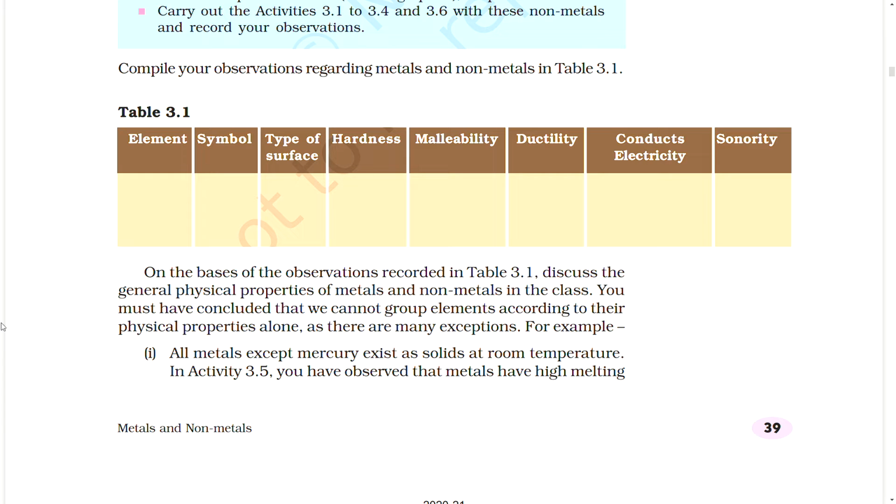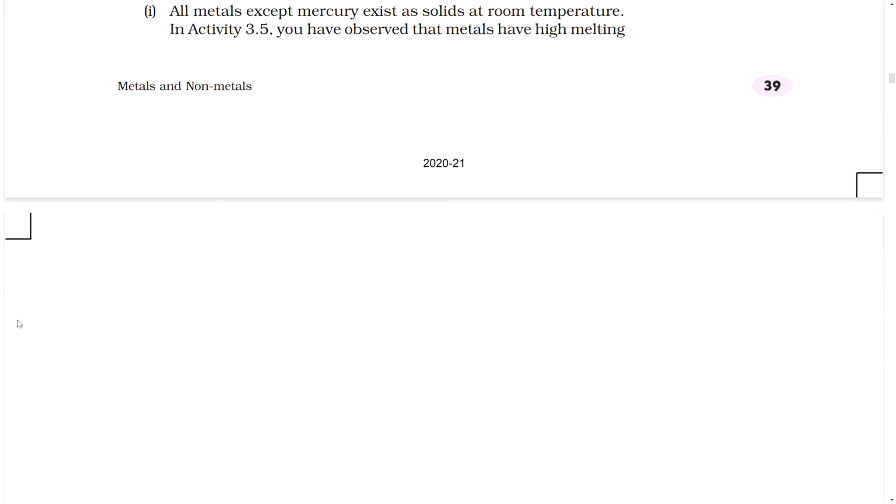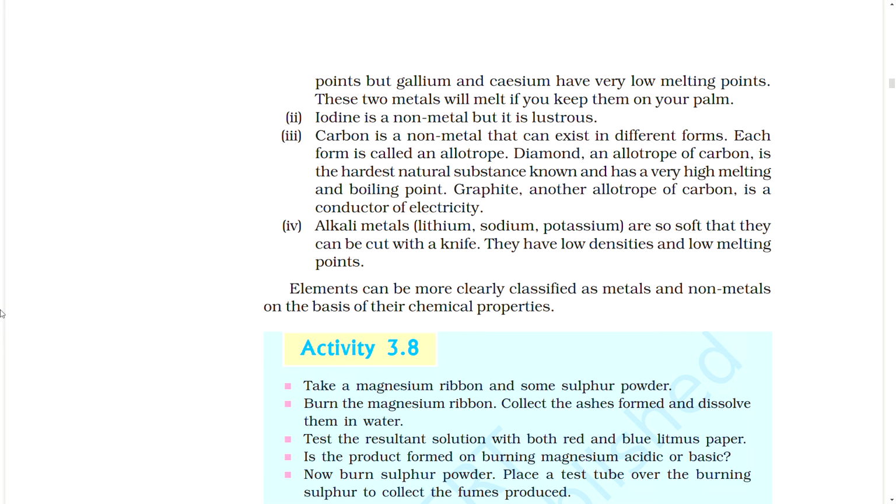in the class. You must have concluded that we cannot group elements according to their physical properties alone, as there are many exceptions. For example, 1. All metals except mercury exist as solid at room temperature. In the activity, you have observed that metals have high melting points, but gallium and cesium have very low melting points. These two metals will melt if you keep them on your palm.